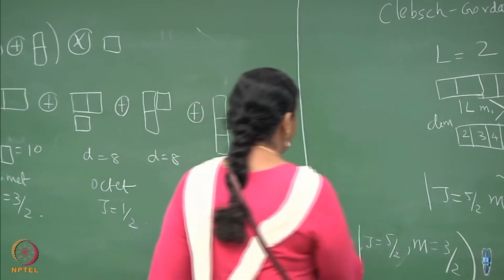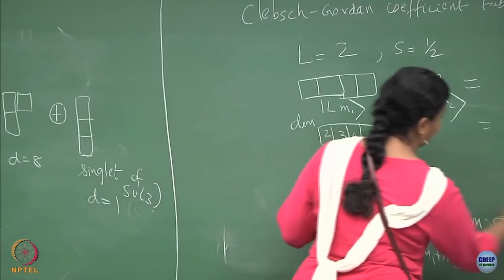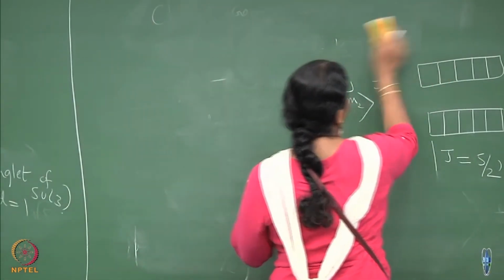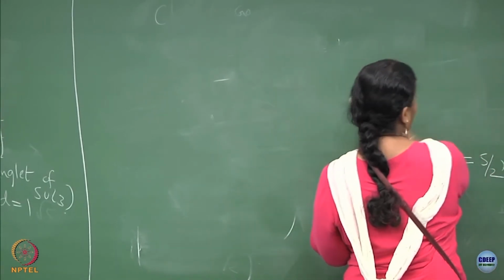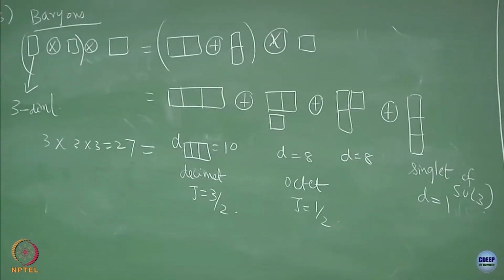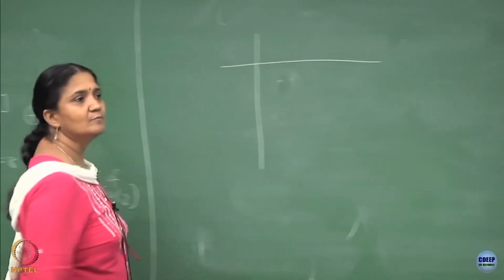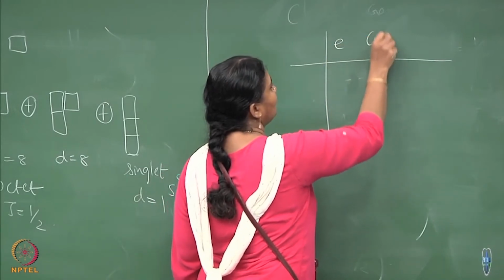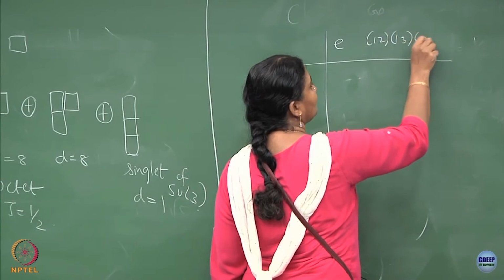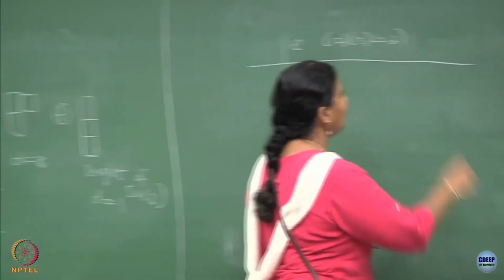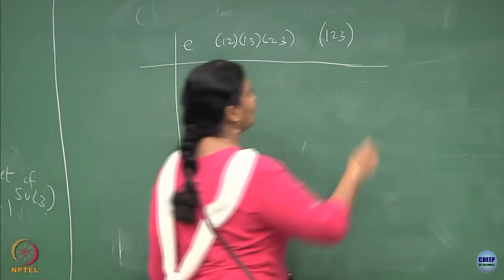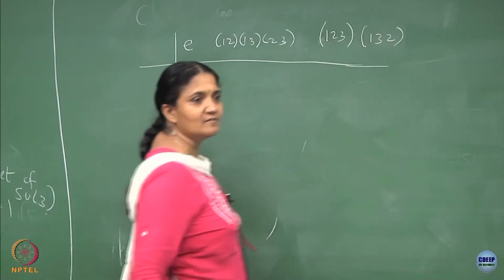As a nice trick, we connect the symmetric group of degree 3. You remember the symmetric group of degree 3, what is the character table? Even in the middle of sleep you should know this, right. E, then you have the 1 2, 1 3 and 2 3 cycles, and then you have 1 2 3 and 1 3 2. These two belong to the same class, am I right?